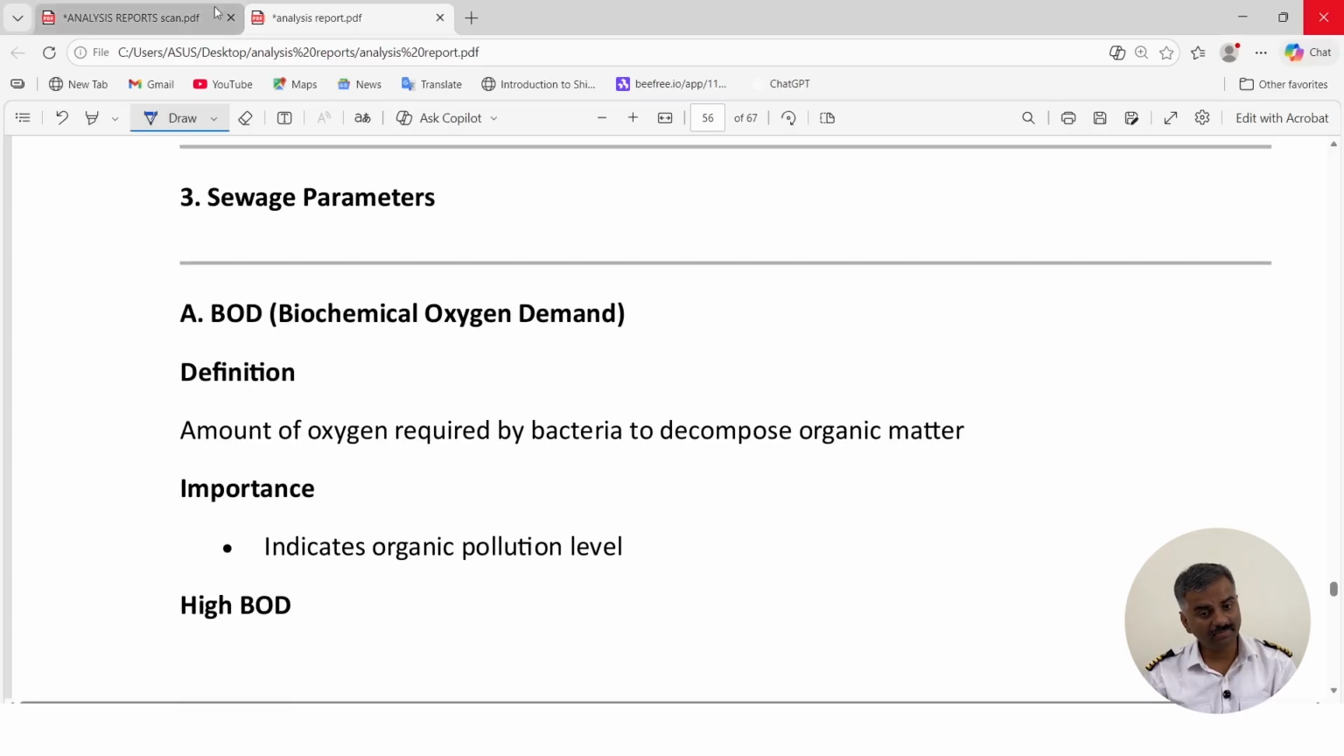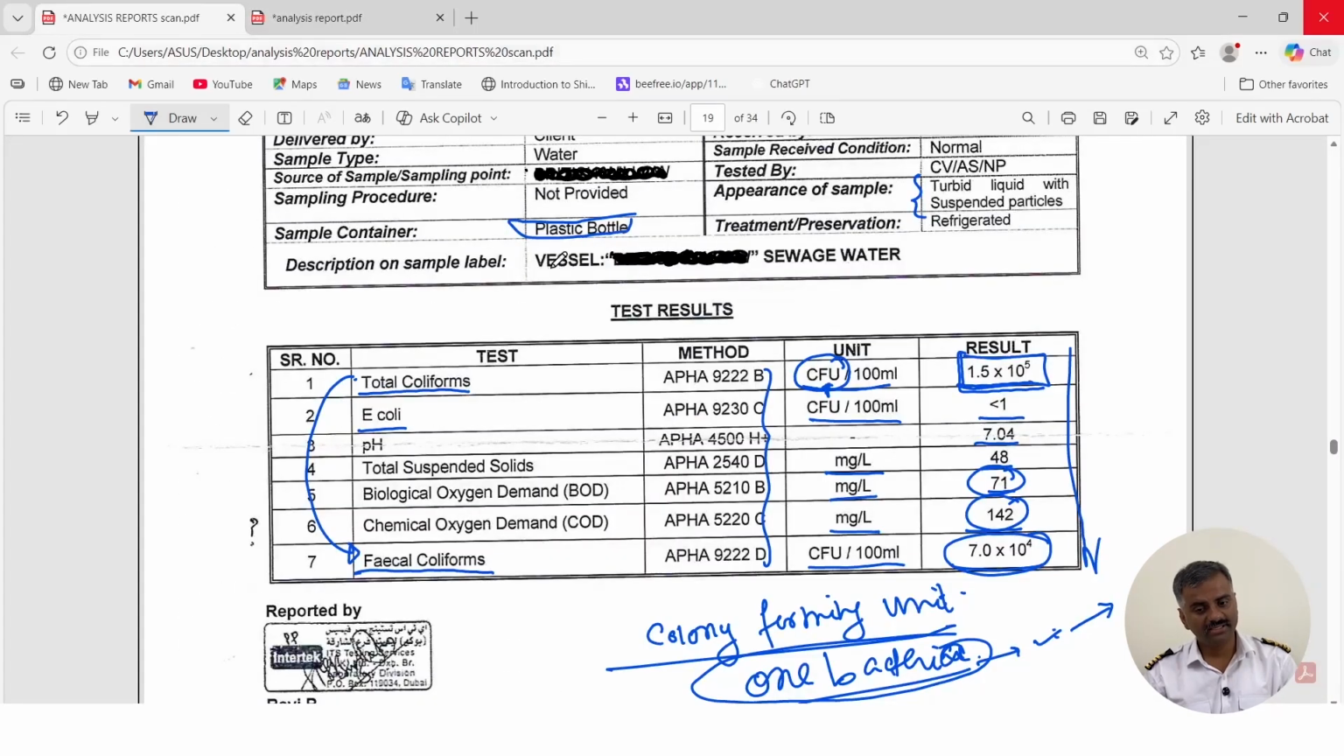Now coming to the parameters that we had already seen, let us see them one by one. So let us understand about the parameters that we will continue in the next section.